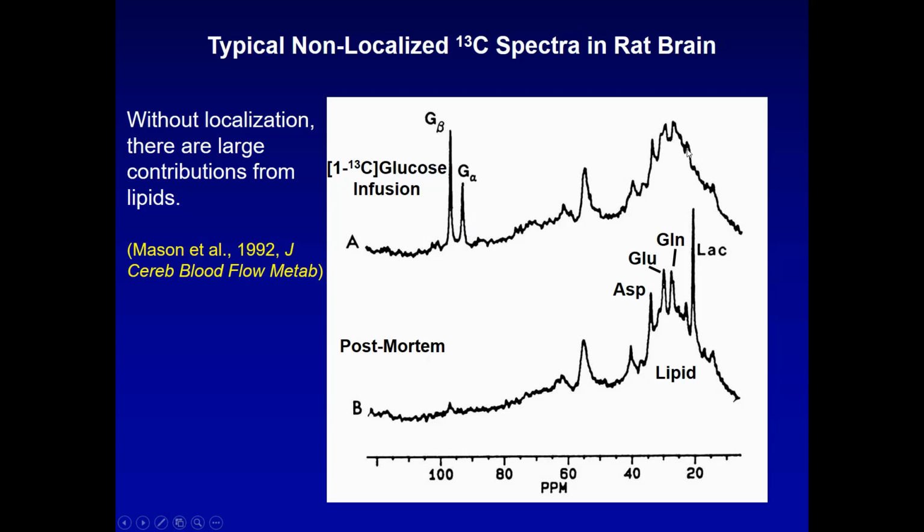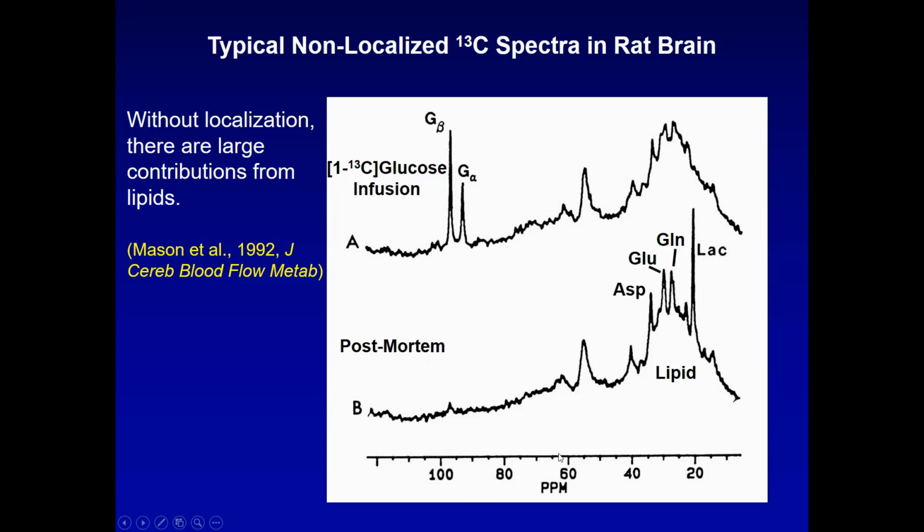There's a very large lipid peak here from outside of the brain. As the title says, this is not localized. On these parts per million, notice that there's a very wide dispersion of parts per million. These spectra were conducted with a resonance frequency for protons of 360 megahertz. For carbon-13 it was about 90 megahertz. So every ppm represents 90 hertz.